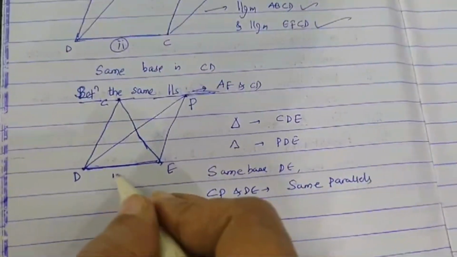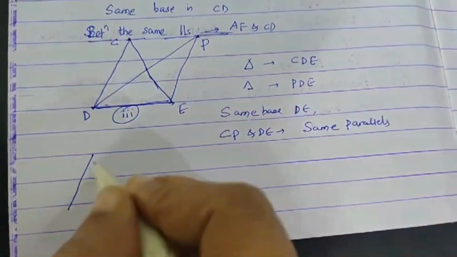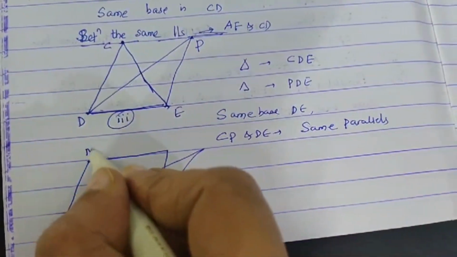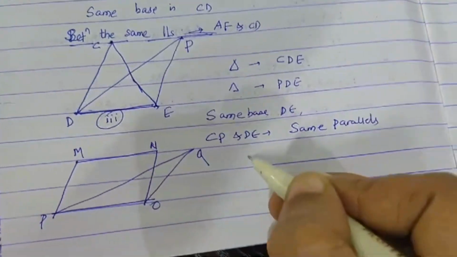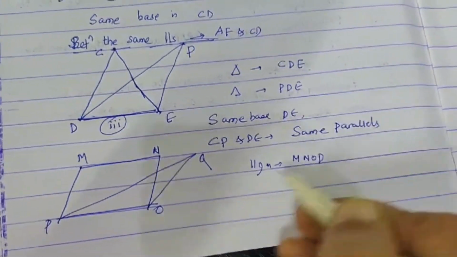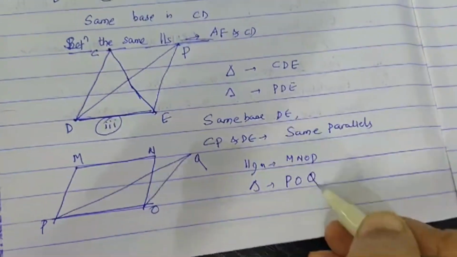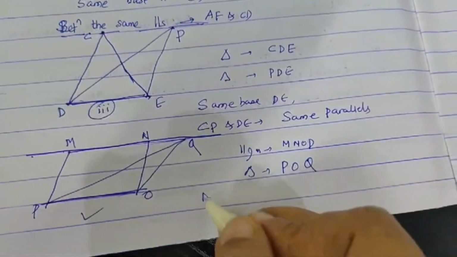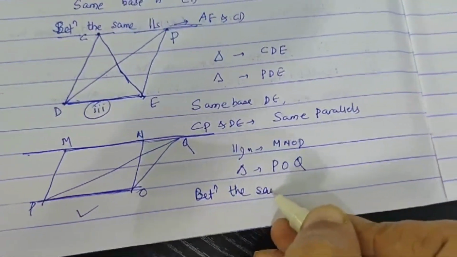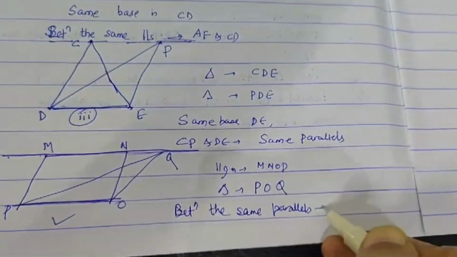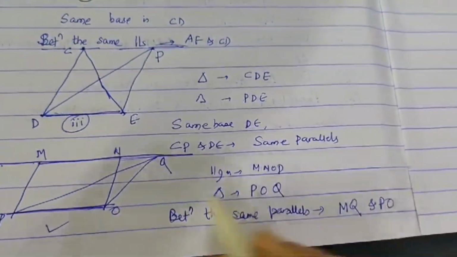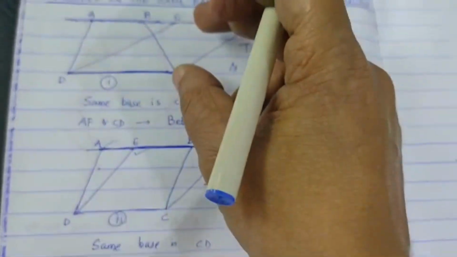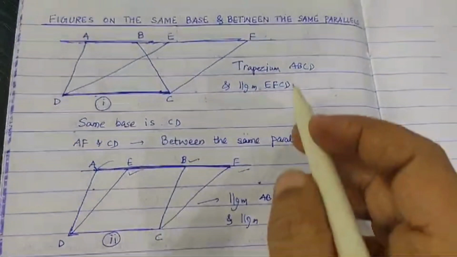Alright, now let's study one more figure having one parallelogram and one triangle. This is the parallelogram MNOP, and Q. So one parallelogram MNOP and the triangle is POQ, having the same base PO, between the same parallels MQ and PO, this line and this line. Okay, between the same parallels, here also the same, here also the same. So basically these are the figures having the same base and between the same parallels.